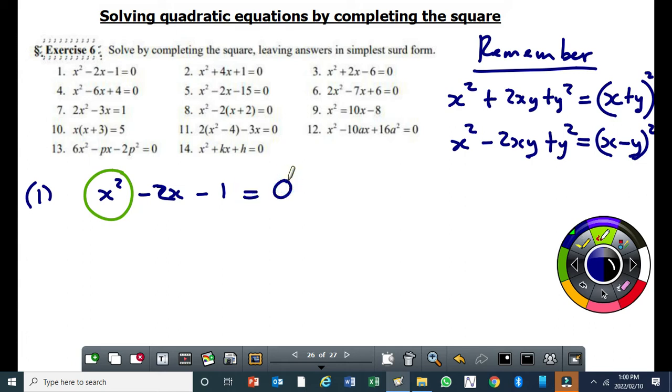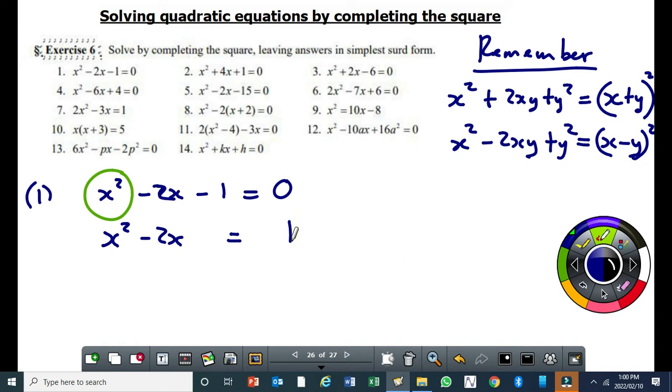So what you do is forget about the constant for a while. Just neglect it for a while. That constant term, let's take it to the right hand side. So the next step will be x squared minus 2x equal to 1.